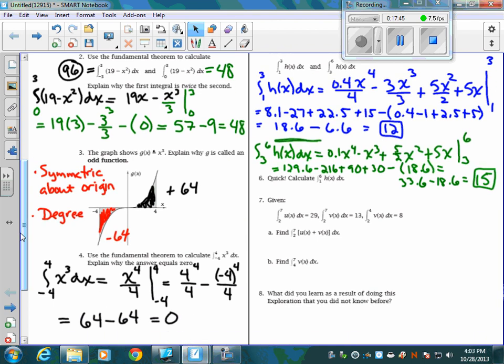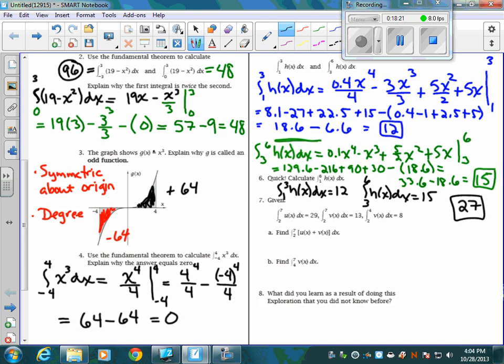Next, number 6, quick, calculate the definite integral from 1 to 6 of h of x dx. Okay, so I know the definite integral from 1 to 3 of h of x dx was 12, and I know the definite integral from 3 to 6 of h of x dx was equal to 15, which means if I want to go all the way from 1 to 6, I take the area from 1 to 3, and I add it to the area from 3 to 6. So that will give me a total of 27. We're going to use this idea in number 7.